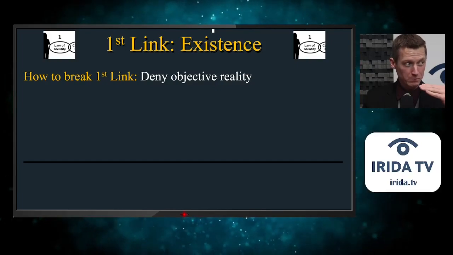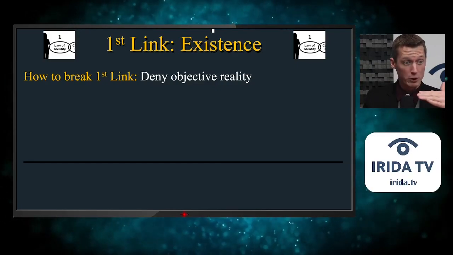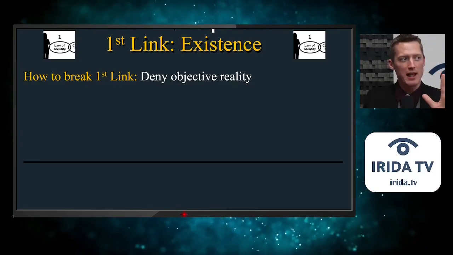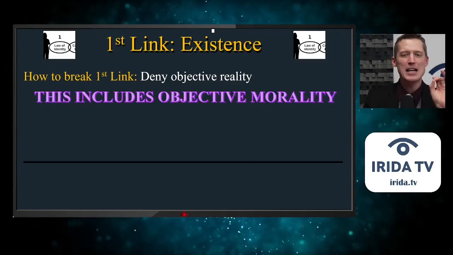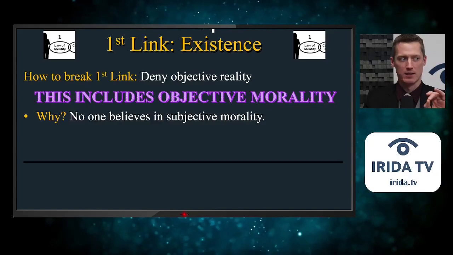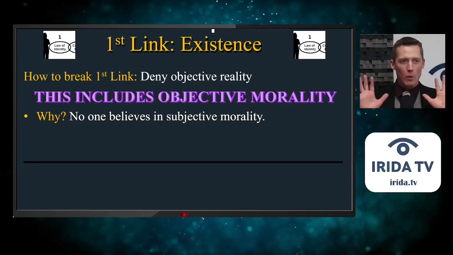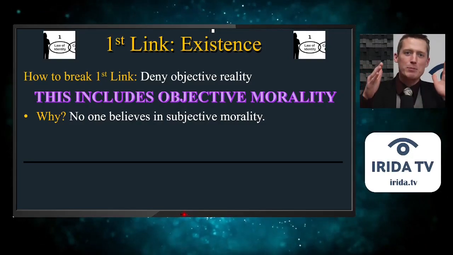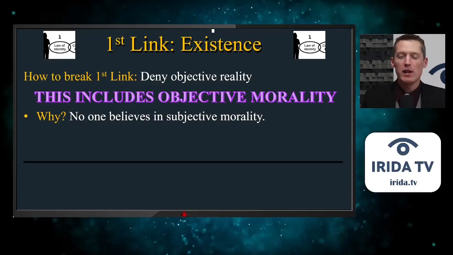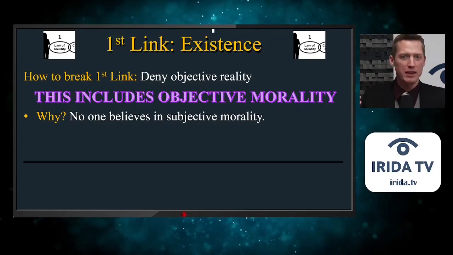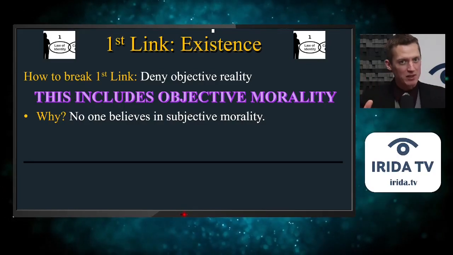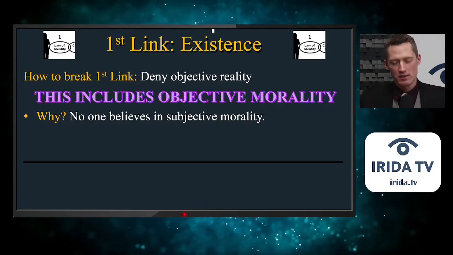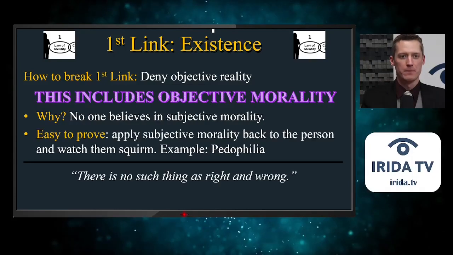Another important thing about link one, before we move on to link two, is that we talked about how to break link one is to deny objective reality. This includes objective morality, okay? And the reason that objective morality is also a part of objective reality is because nobody actually believes that it isn't. There is nobody who actually believes in subjective reality, except insane people. There are also nobody actually believes in subjective morality, except again maybe insane people.